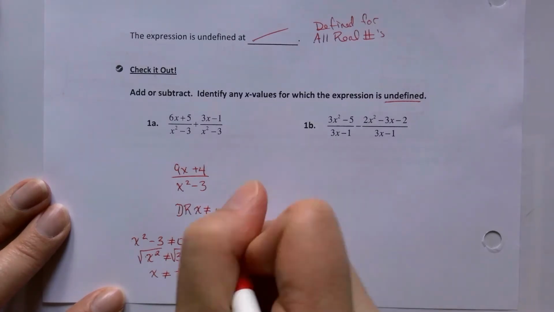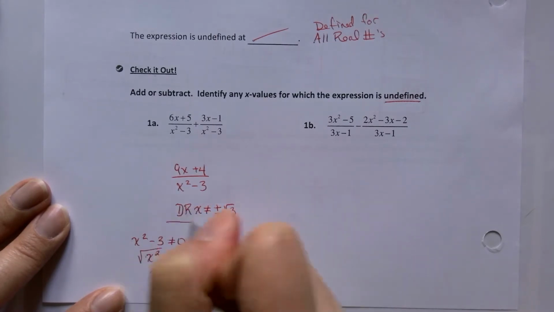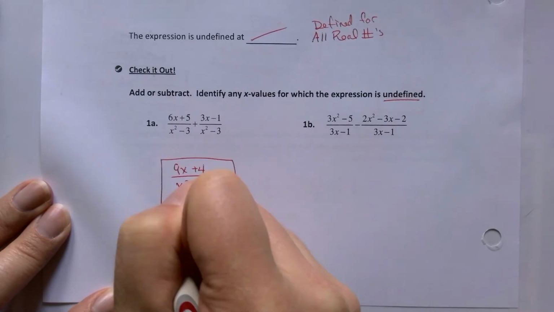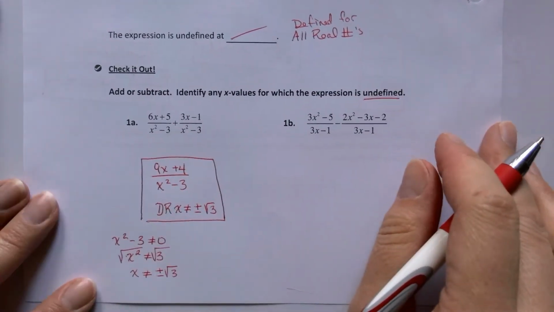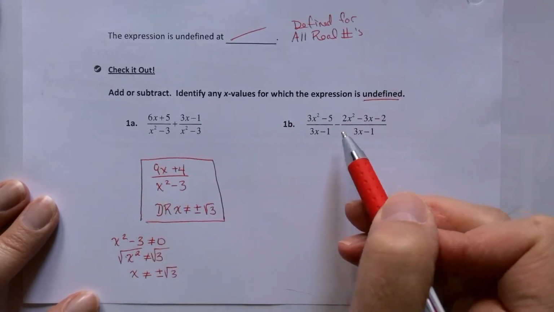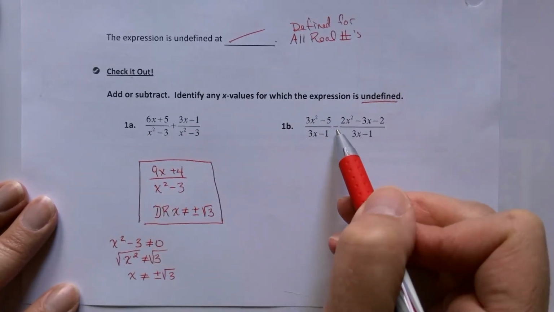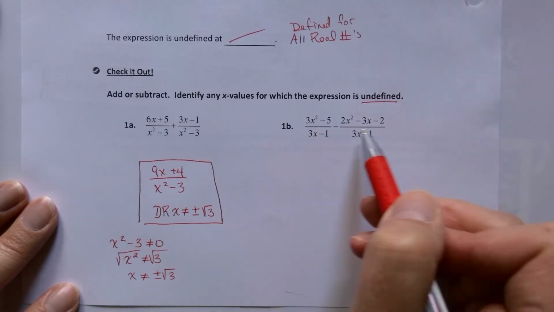So my domain restriction is actually a positive or negative square root of 3, or you could give the decimal value. I'm just keeping it exact there. All right, so we have this one. The first thing I want to look for is what operation am I doing, because it can get very confusing once they get all mixed together. I am subtracting, and so the key idea, I would honestly go through and change all the signs.